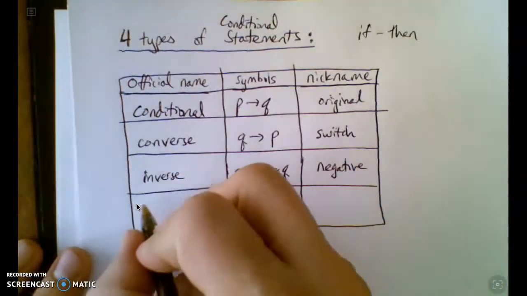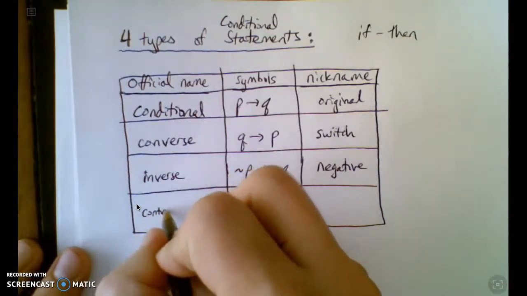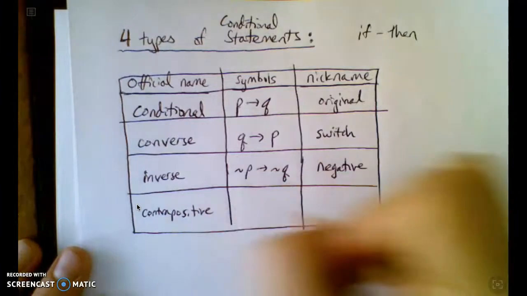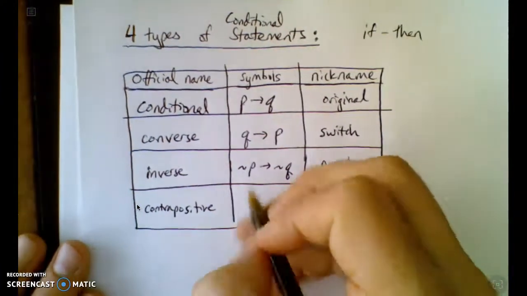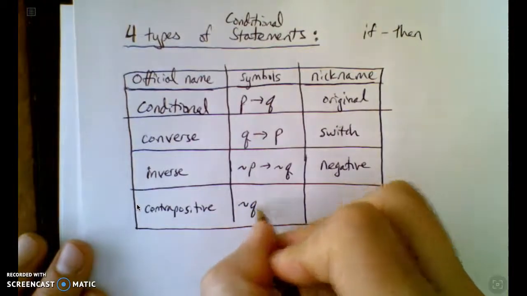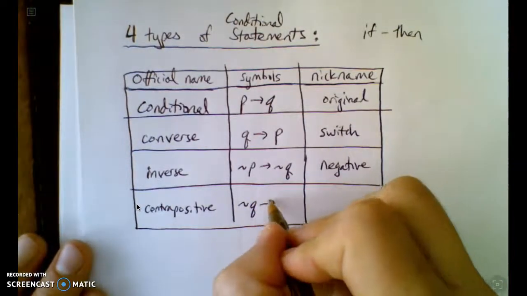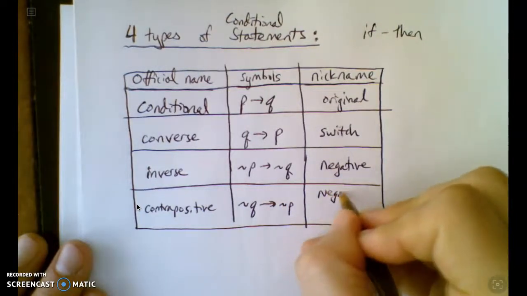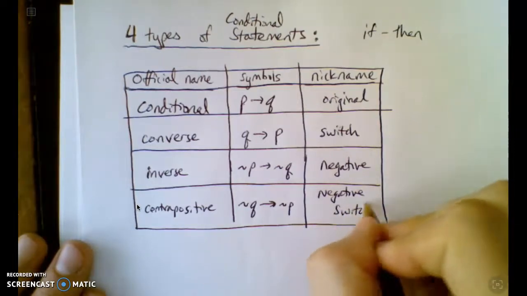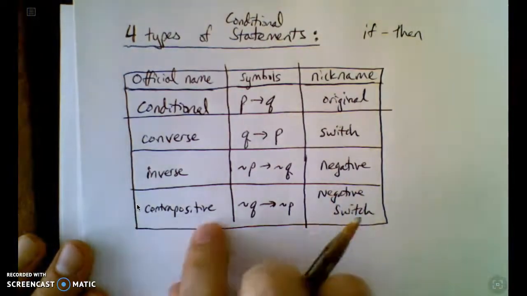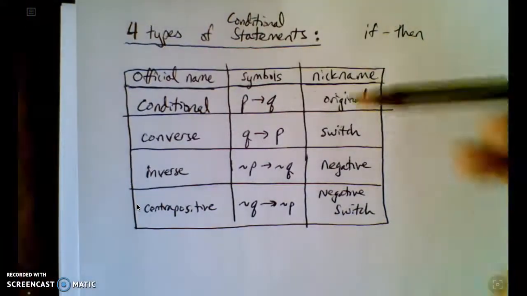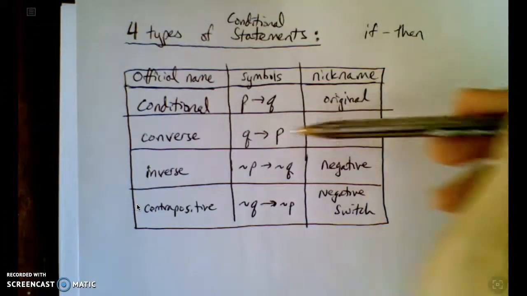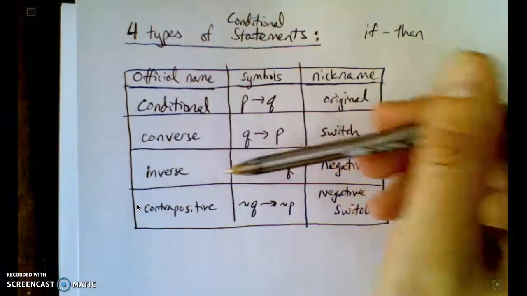And then there's the last but not least, contrapositive. This is like 2 wrongs make a right sort of thing. The contrapositive says you not only make it negative, but you also switch them. So not Q implies not P. So I call that the negative switch. And the one that has the most going on is also the longest word, so that helps you remember that. So really, you only have to remember the switch is called converse, and the negative is called inverse.